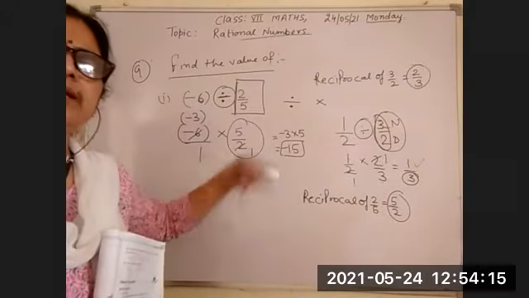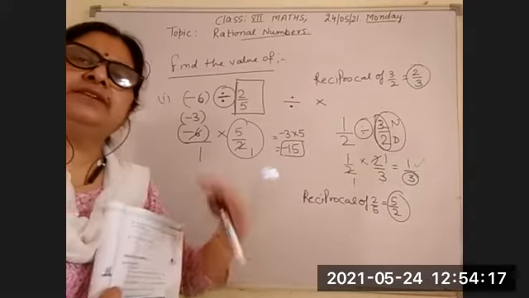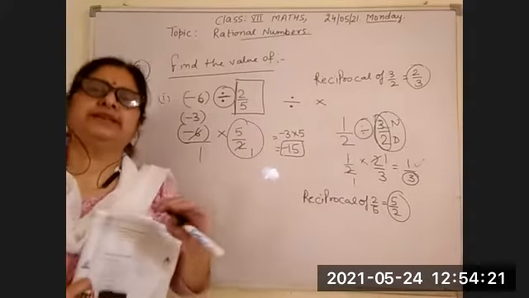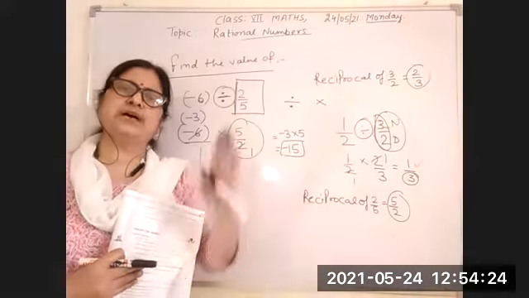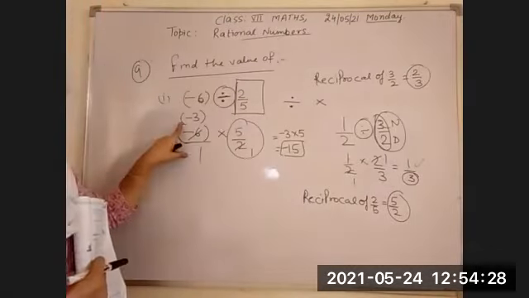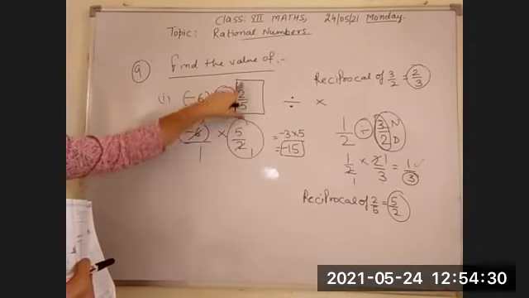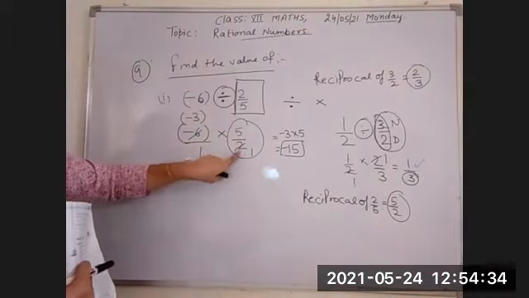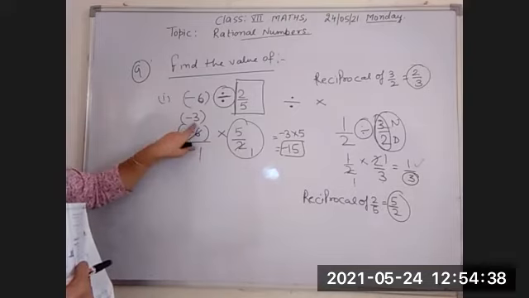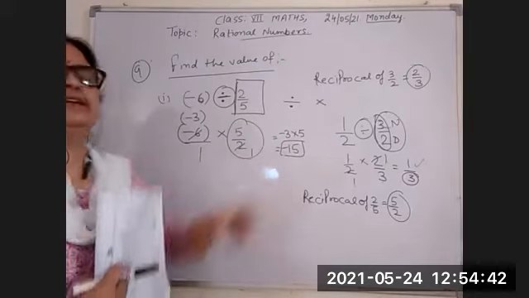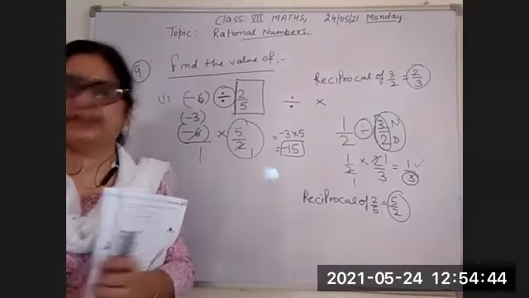Okay. Again, I am repeating. First, converting the division into multiply, you have to take the reciprocal of the next number. Not this number. You have to take the reciprocal of 2 upon 5, that is equal to 5 upon 2. So by cancelling minus 6 by 2, you will get minus 3. And when you multiply minus 3 with 5, you will get the result minus 15. Okay.